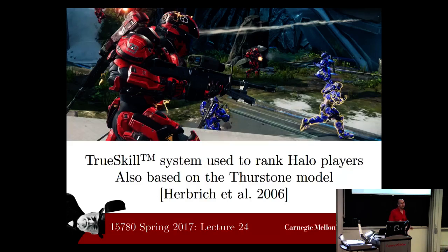A complication here is that often you have players competing in teams instead of individual players competing. So you have to deduce from that how much to change the individual qualities of players. There are definitely complications around that, but this system actually does use the Thurston model to this day. So that's another nice application of the same kind of reasoning.